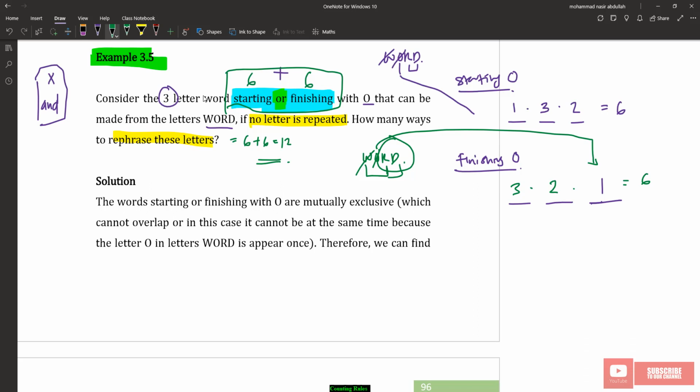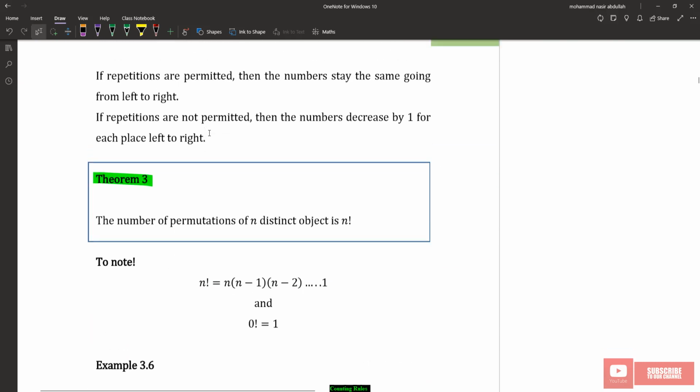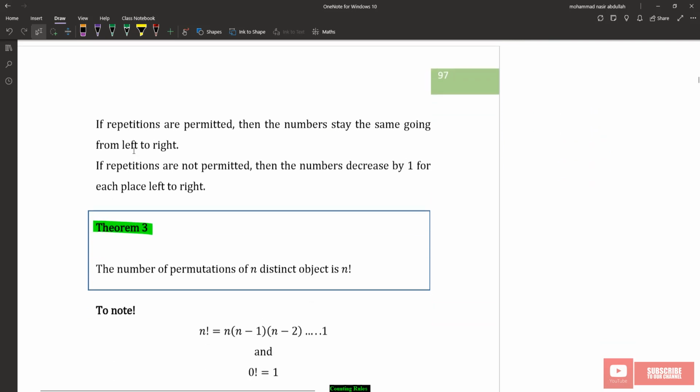So I hope you understand how to use theorem number 1 and theorem number 2. Any questions so far before we move further? Right. So now let's look at the note.